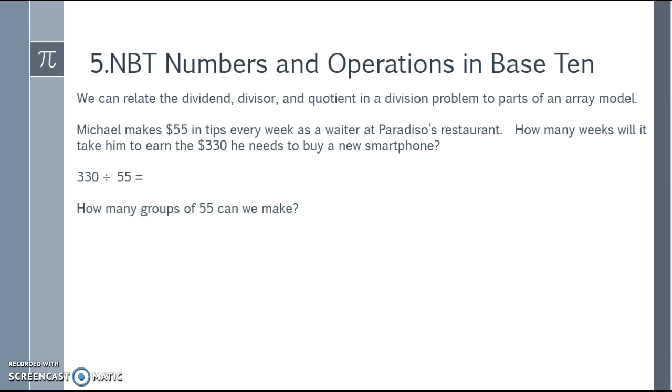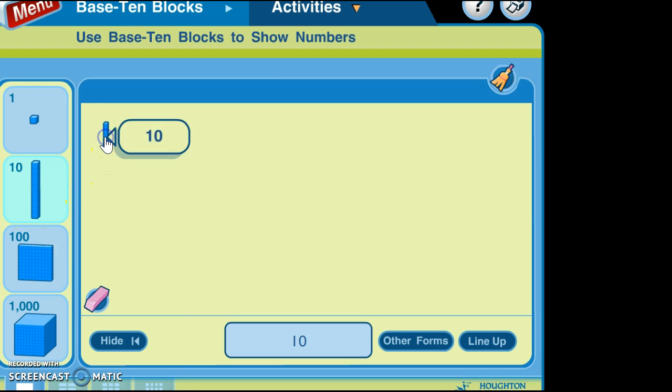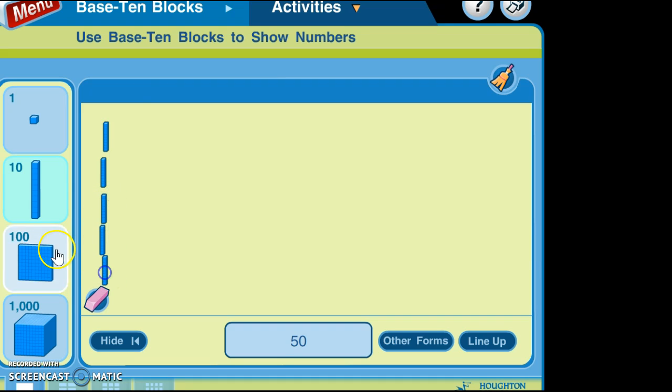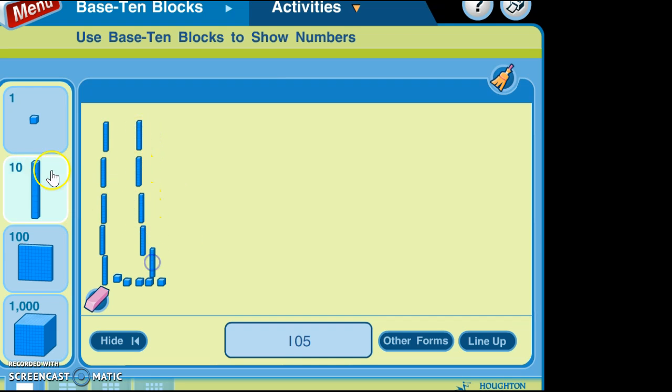So how many groups of 55 can we make? Let's use our base 10 pieces. I want to know how many groups of 55 I can make. 1, 2, 3, 4, 5. Sorry, I didn't grab a big enough one here. 1, 2, 3, 4, 5. 1, 2, 3, 4.